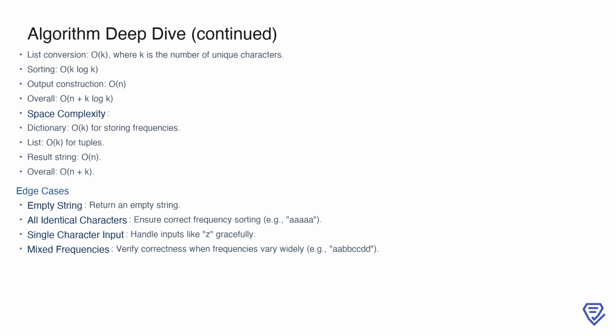Finally, it's important to consider edge cases. For an empty string, the algorithm should return an empty string. For inputs where all characters are identical, such as AAAAA, the algorithm should correctly handle the frequency sorting. Similarly, single character inputs like Z and mixed frequency inputs like AB need to be processed accurately to ensure the solution is robust and handles all scenarios gracefully.